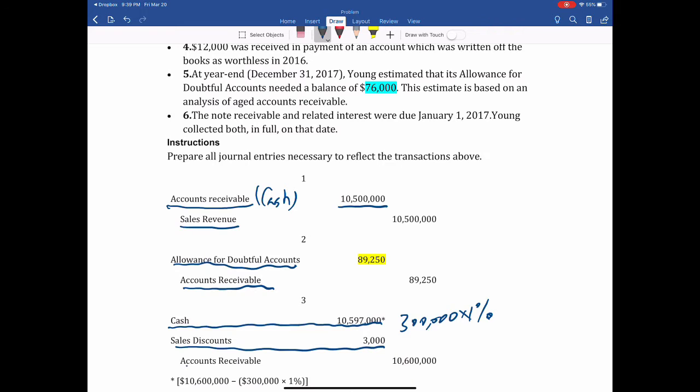So the accounts receivable we credit is $10,600,000. So we apply the sales discount, right? So this is the gross method. Remember, for the net method, we do not recognize the sales discount. We just apply the sales discount forfeited at the end of each accounting cycle.